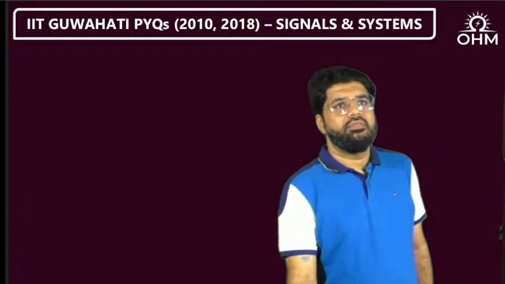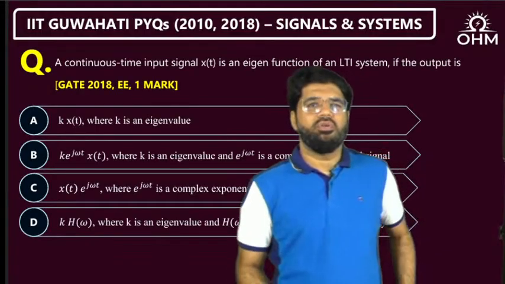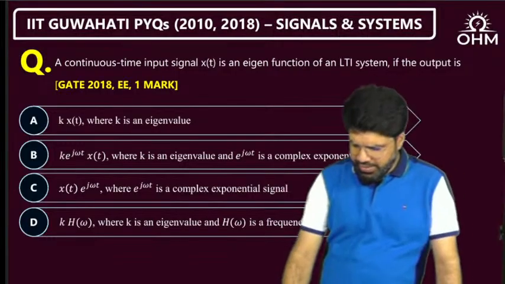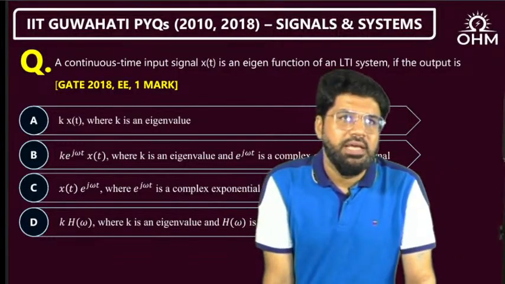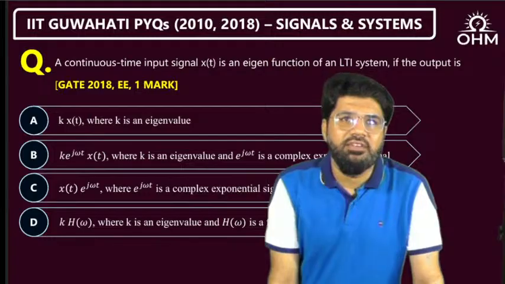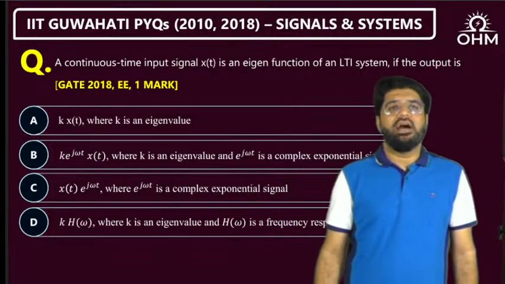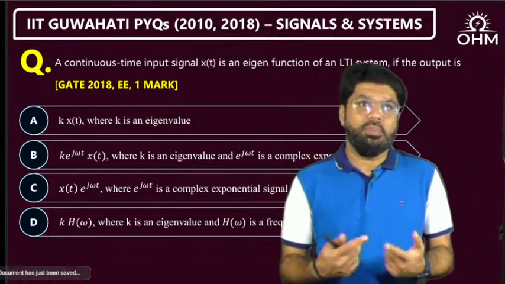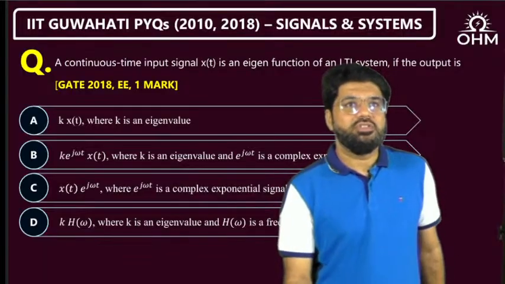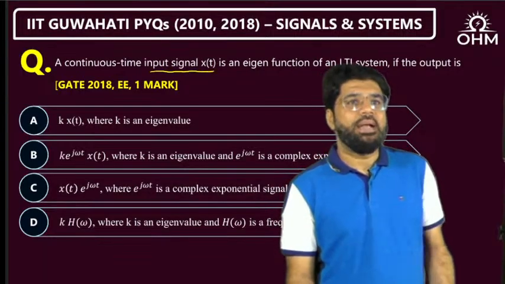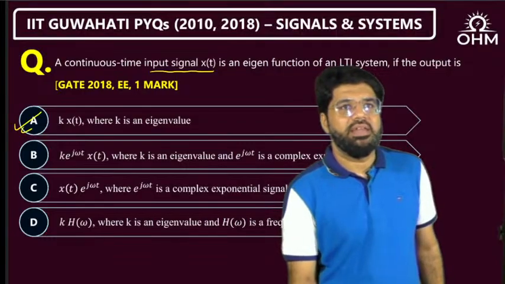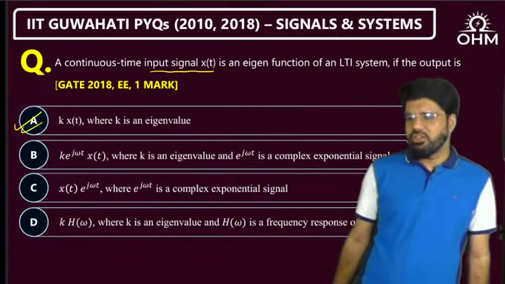Then I have the next question ready for you. A definition question basically. GATE 2018, EE, 1 mark question. A continuous time input x(t) is an eigenfunction. Now what is an eigenfunction? Where the output is just a multiple of the input, proportional to the input, no other change. So if the input is x(t), output is lambda x(t) or k x(t), option A, where k is known as the eigenvalue. That's the definition of the eigenfunction.